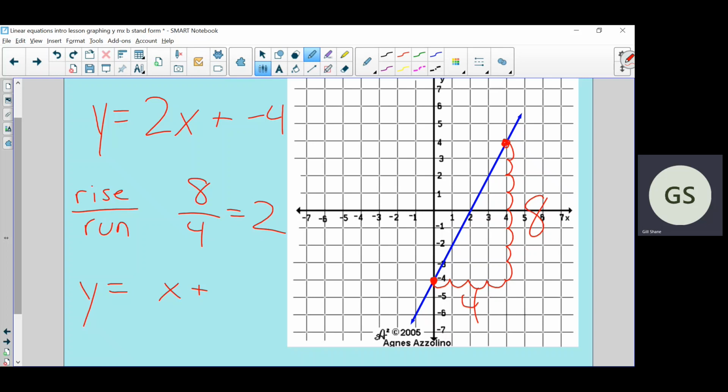Well, let's talk about that. You're going from one point on the line to another point on the line. That's what you have to do. You're on this section. You're going from one point on this line.